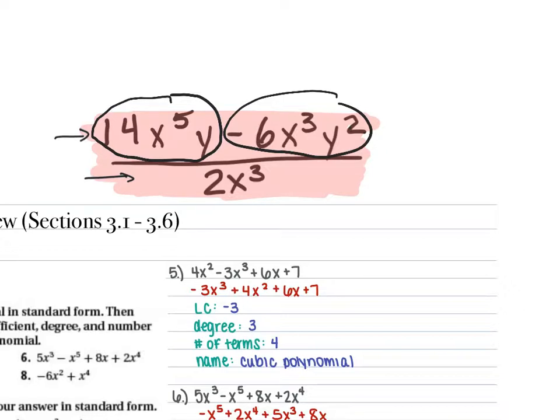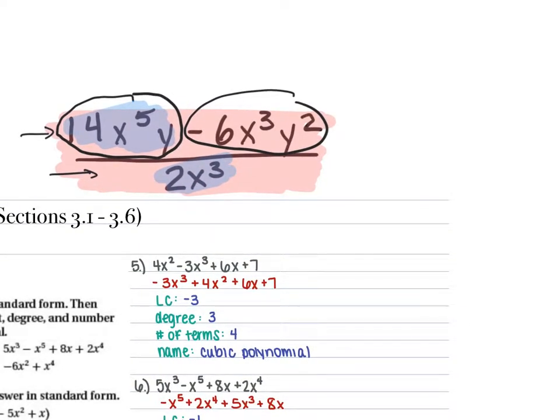So here's what I'm going to look at first. Let me clear some of this up. First thing I'm going to do is look at this. We've got this 14x to the fifth y, and I'm going to divide it by 2x to the third. Well, let's start with the numbers. What is 14 divided by 2? 7. So our first number is 7. That part's done.